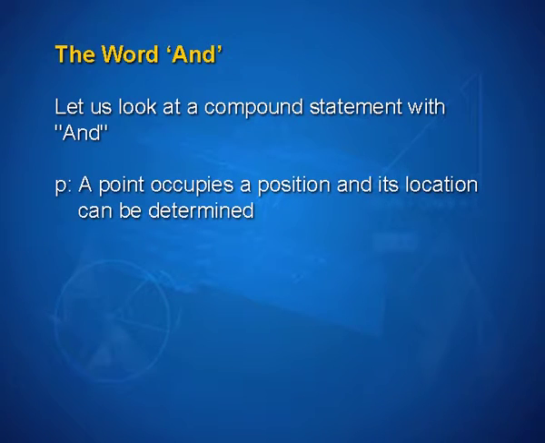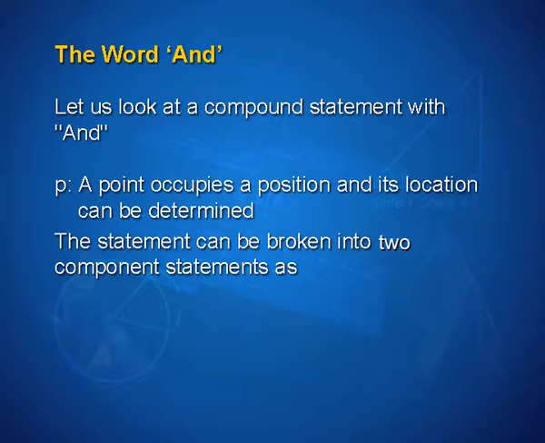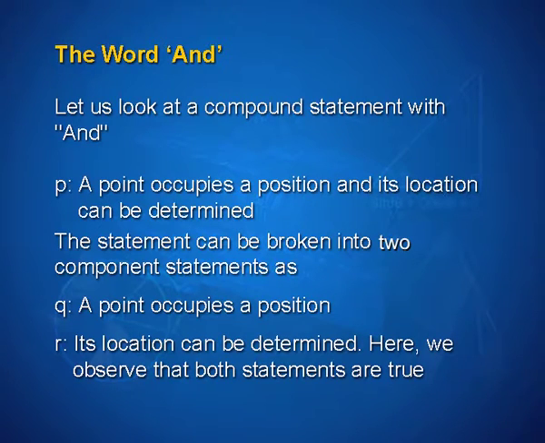Let us look at the compound statement with "and". P: A point occupies a position and its location can be determined. The statement can be broken into two component statements as Q: A point occupies a position, R: Its location can be determined. Here we observe that both statements are true.